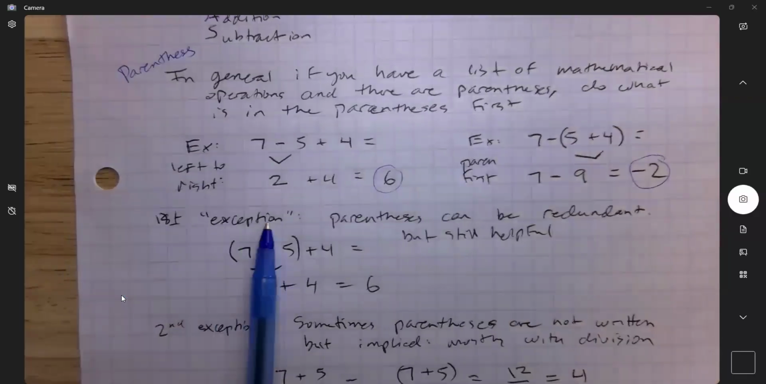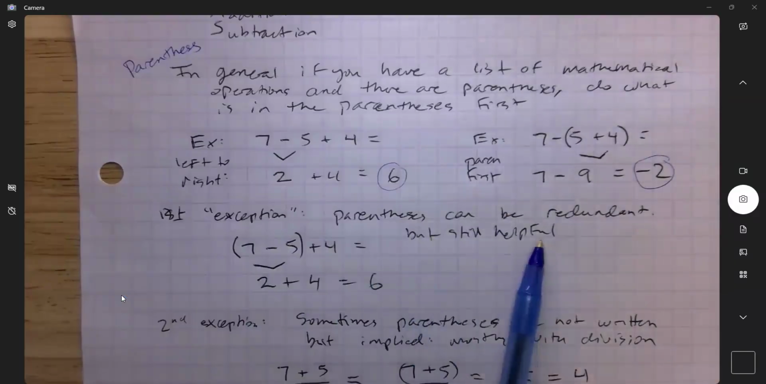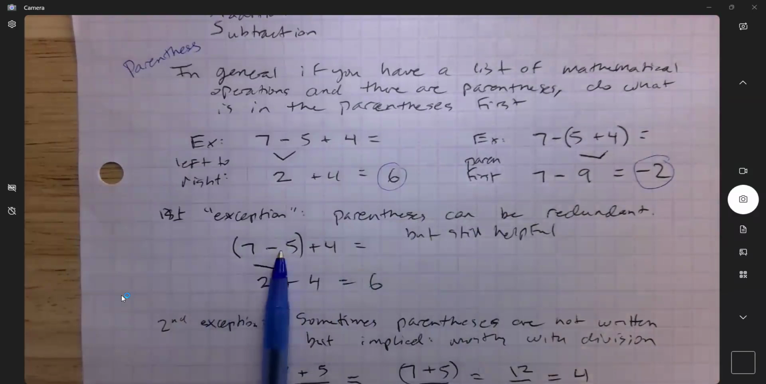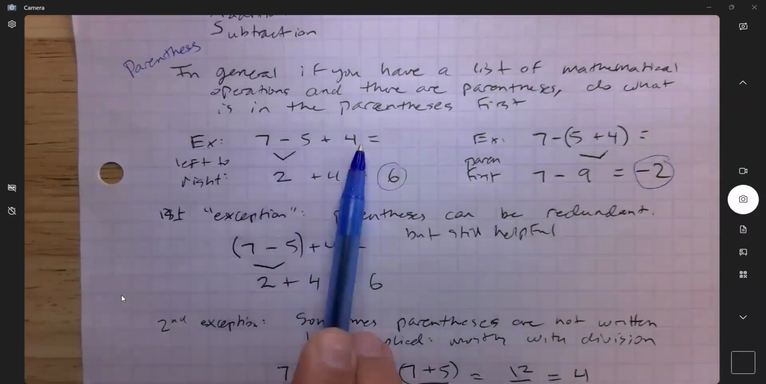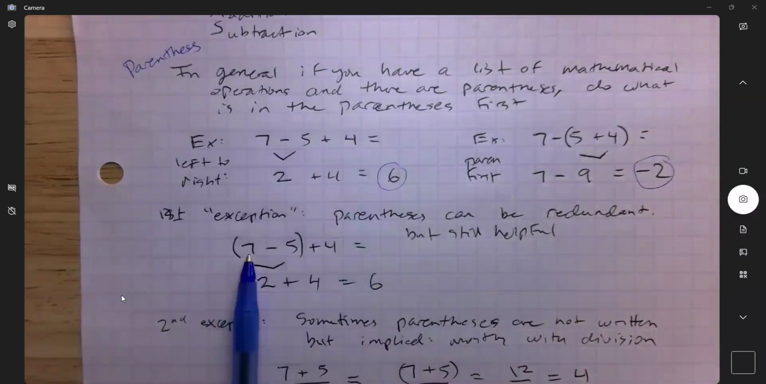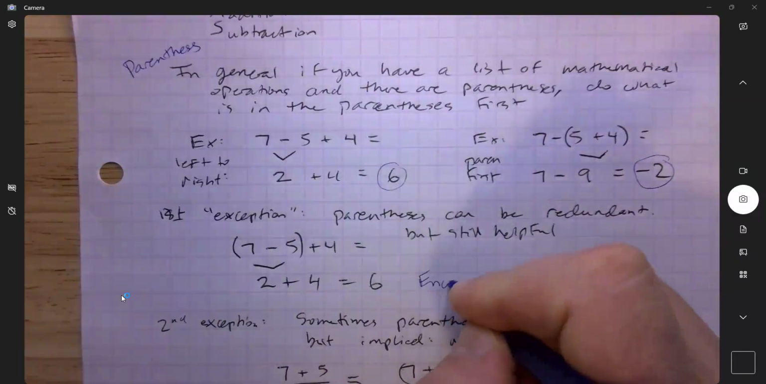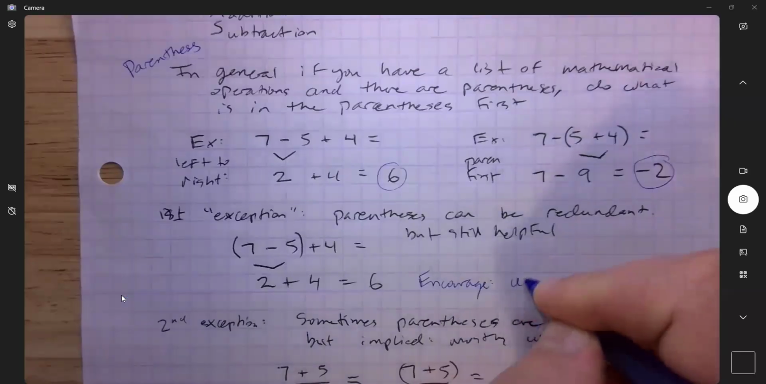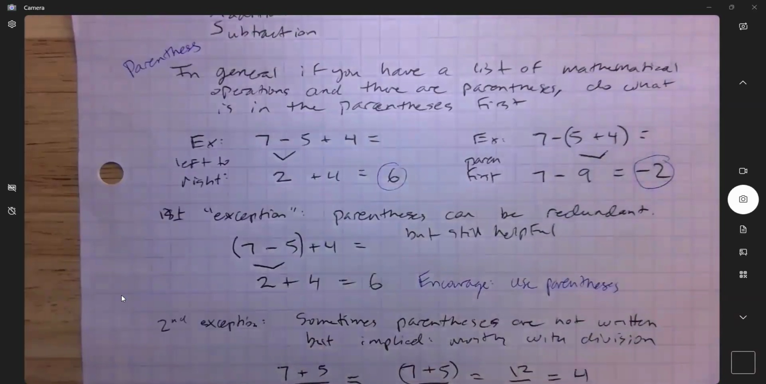The first exception is that parentheses can be redundant, but still helpful. So if I have 7 minus 5 in parentheses, then plus 4, I didn't really need these parentheses. I could have just gone left to right, but they help me be sure that I'm going to do the 7 minus 5 first and then add 4. So they're redundant, but they're still helpful. And I encourage you to use parentheses to signal what you're going to do first.